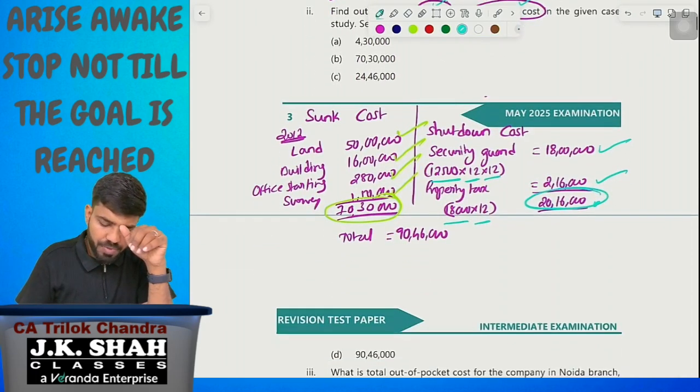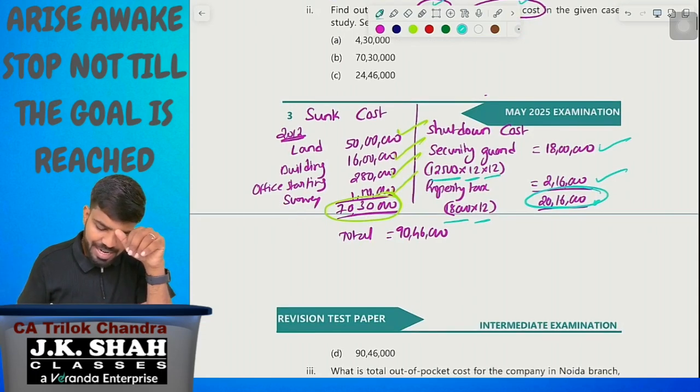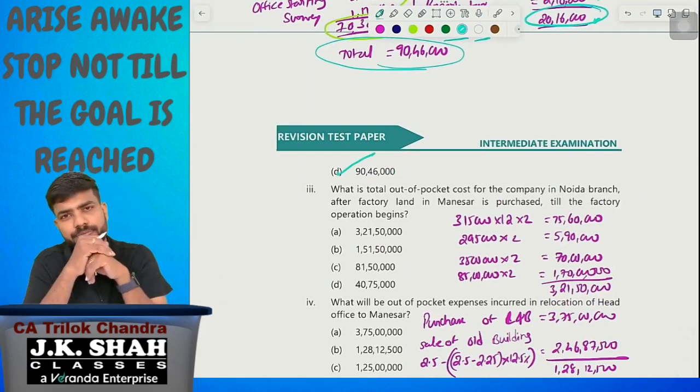So for the correct option, if you check there, they have given the total summation. How much is the summation? 90 lakh 46,000. D is the option. All of you clear about this?